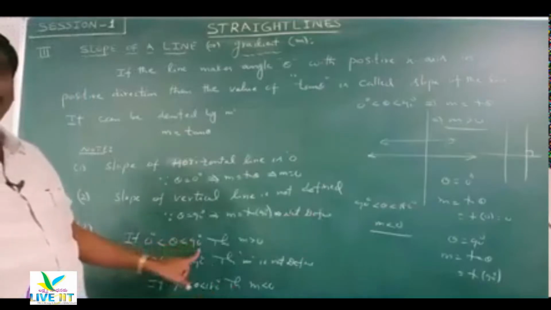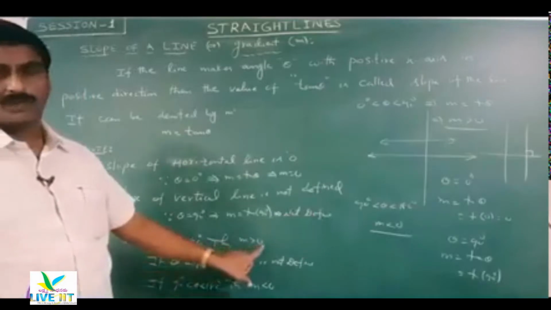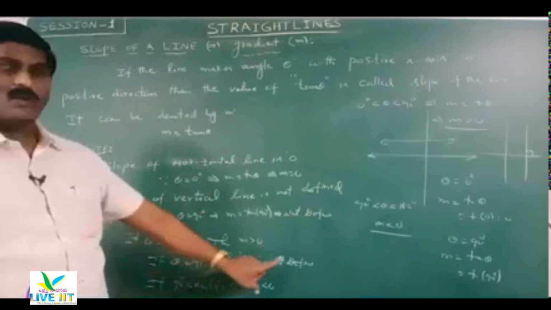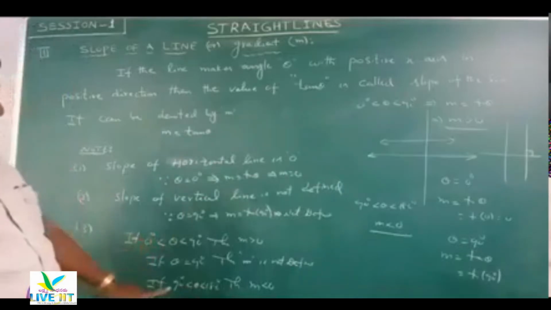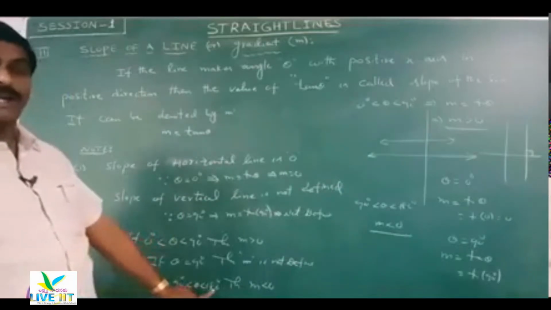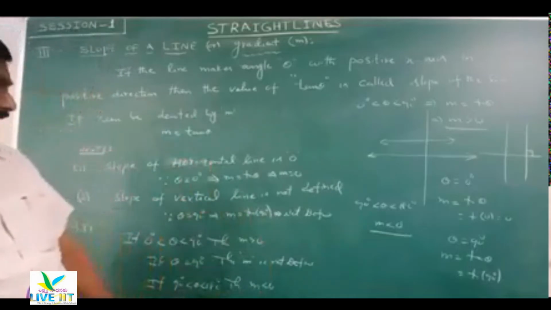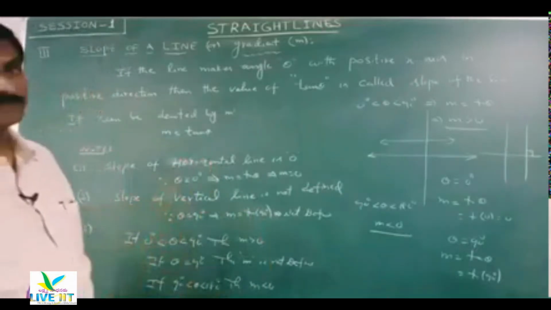Next, third one. If 0 is less than or equal to theta less than 90, then the slope m is positive, m greater than 0. If theta is equal to 90, then m is not defined. If 90 degrees is less than theta less than 180, then m is negative, m less than 0. Please note these points.